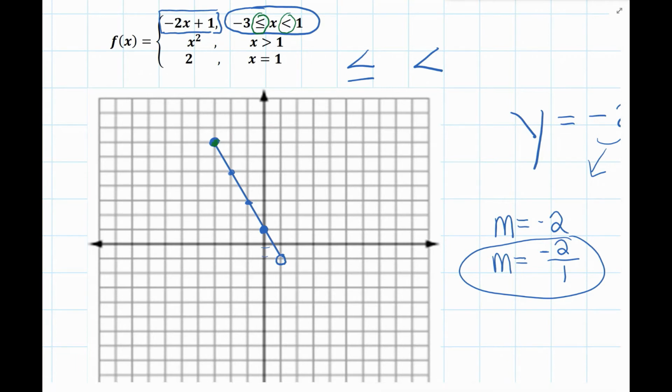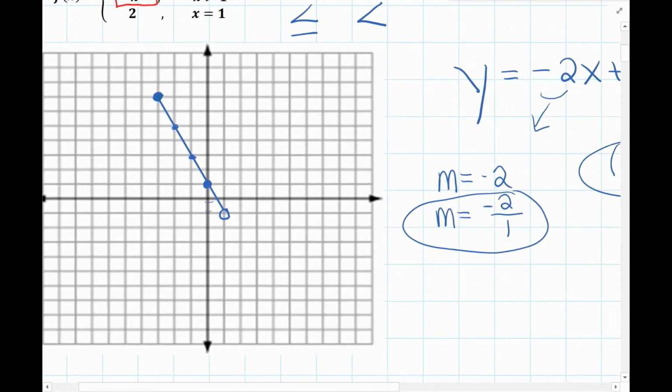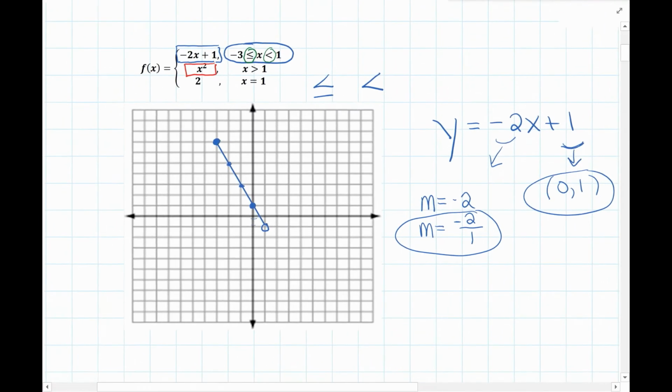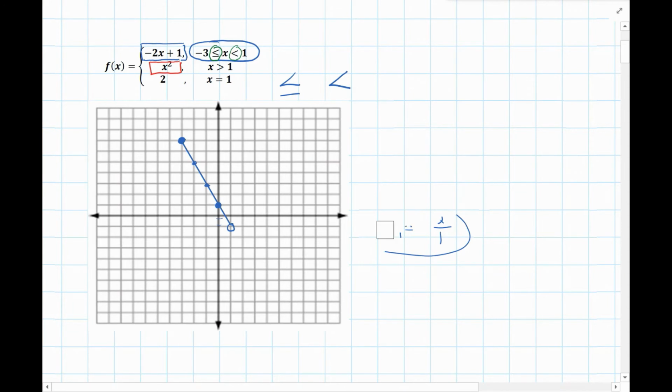Okay, so let's move on to the next equation. Let's do this one in red. So this one is x squared. Okay. And I'm going to erase what I have here, so I have a place to put the red. So the equation now is going to be y equals x squared.